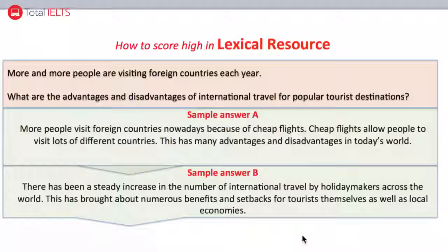It doesn't necessarily have to be big words. A lot of people feel that they have to have 10-letter words in order to score high in lexical resource. That's not true. You just need to be more specific with the language or the vocabulary that you use. Like I said, good and bad, they don't say a lot about what you're trying to say. So it's better to use more specific vocabulary.